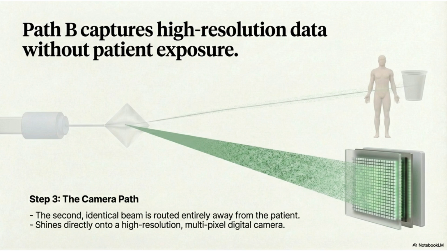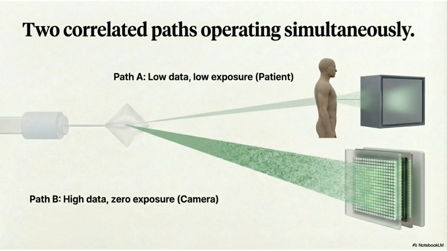Step 3 is the camera path, or path B. The second, identical beam is routed away from the patient and shines directly onto a high-resolution, multi-pixel digital camera to capture high-resolution data without patient exposure. The system operates with two correlated paths simultaneously: Path A, with low data and low exposure for the patient, and Path B, with high data and zero exposure for the camera.